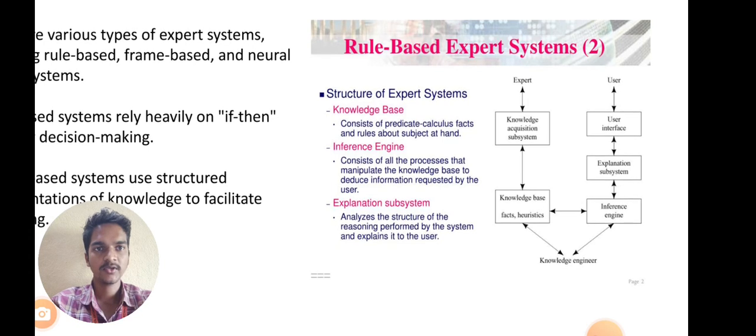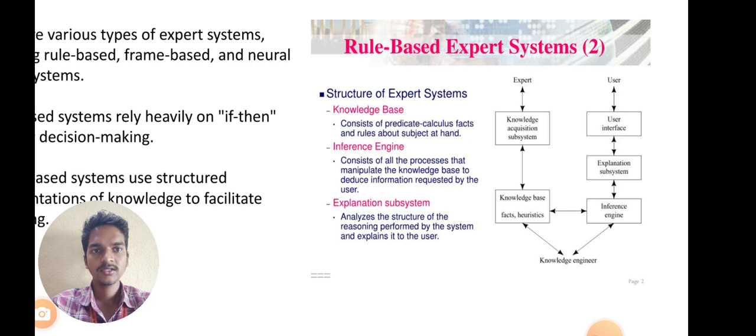Here is the structure of expert systems, that is knowledge base, inference engine, and explanation subsystem. Let us know about the knowledge base. It consists of predicate calculus, facts, and rules about the subject at hand. And let us know about the inference engine. Inference engines consist of all the processes that manipulate the knowledge. The knowledge base is used to deduce information requested by the user.